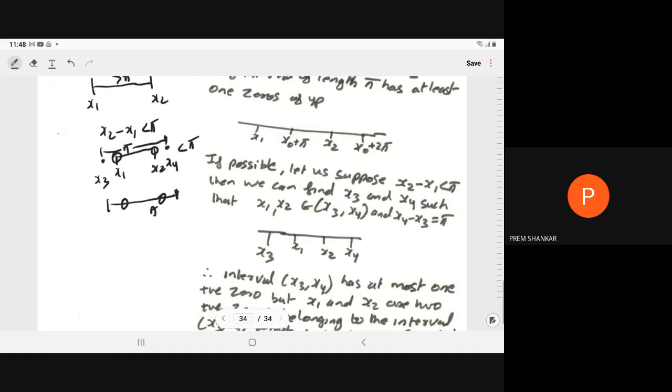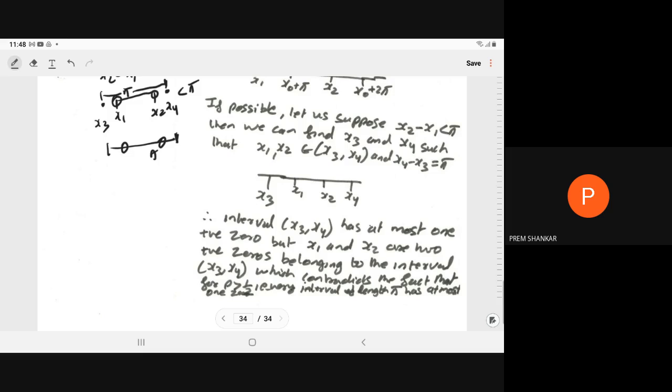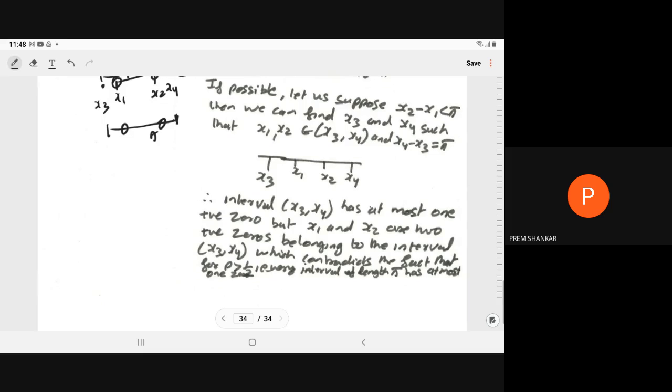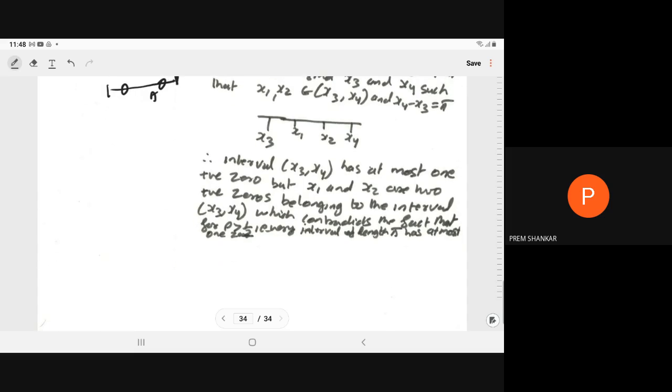If possible, let us suppose x2 minus x1 is less than pi. Then we can find x3 and x4 such that x1, x2 belong to x3, x4, and x4 minus x3 is equal to pi. So the interval x3, x4 has at most one positive zero, by theorem 25c. But x1, x2 are two zeros belonging to interval x3, x4, which contradicts the fact that for p greater than half, every interval of length pi has at most one zero. So that is the conclusion. So that is the end of this chapter.